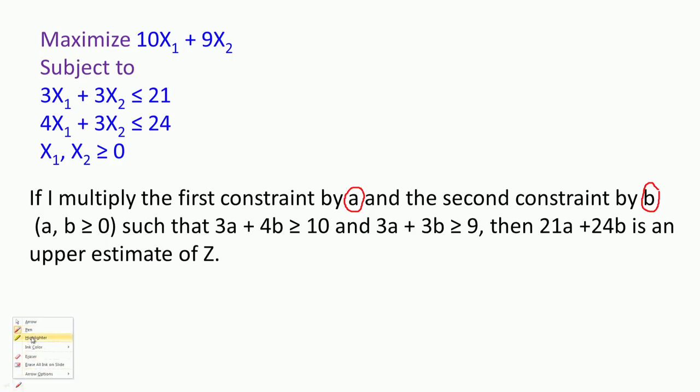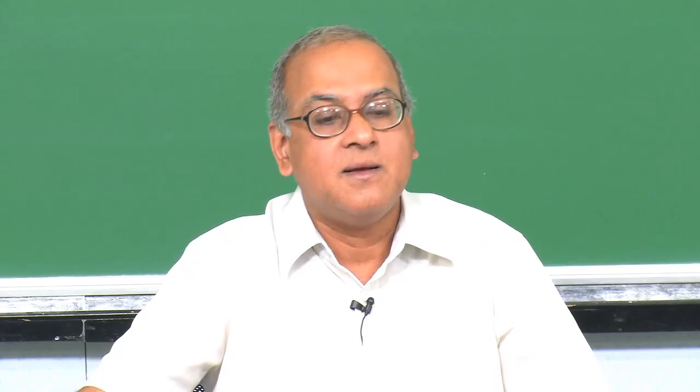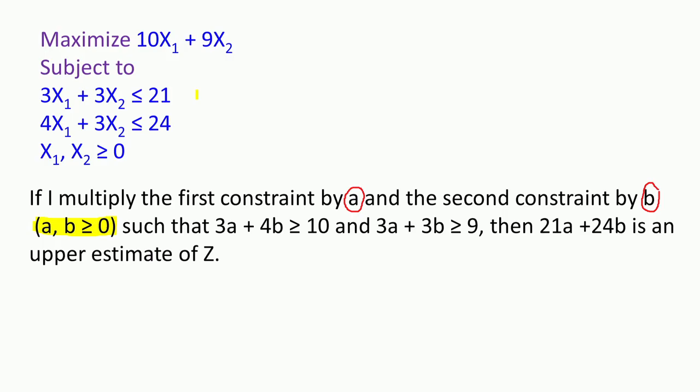I have to make sure that A and B are non-negative, otherwise if I multiply this with a negative number, I will get minus 3x1 minus 3x2 will be less than or equal to minus 21, or if I multiply with minus 1, I will get minus 3x1 minus 3x2 is less than or equal to minus 21, which will become 3x1 plus 3x2 greater than or equal to 21. So I should not multiply with a negative number. So A and B have to be greater than or equal to 0.